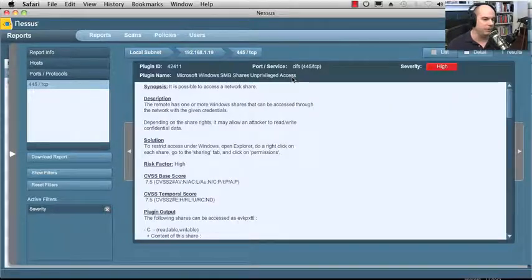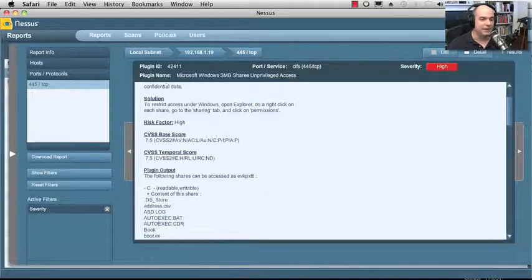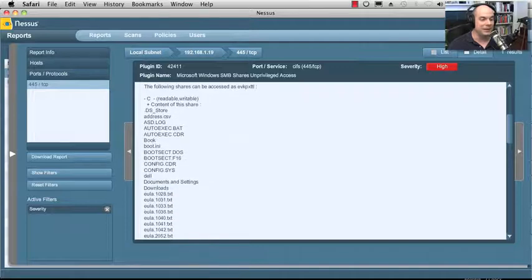And if I drill down into it further, it says it is possible to access this network share, and it says it's able to do it without any specific kinds of rights. And in fact, it said it was able to get in and read all of this information from the hard drive. The entire C drive is readable and writable across the network. And it's probably a system I had in my lab.